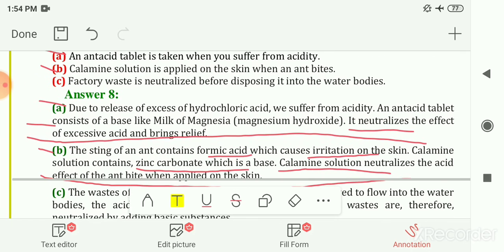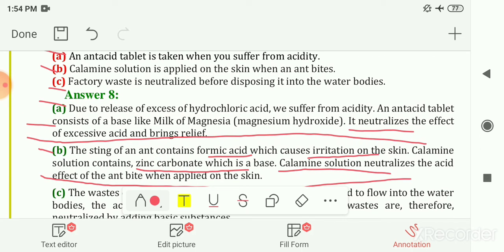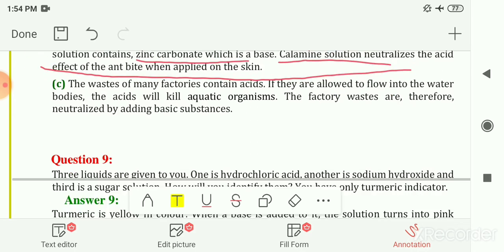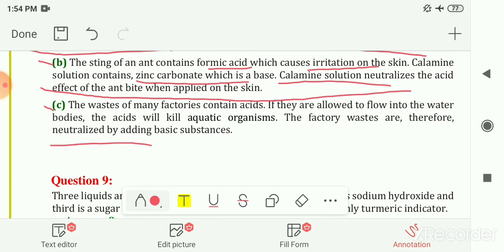The next one, third: factory waste is neutralized before disposing it into the water bodies. Why do factories neutralize the waste before disposing it into water bodies? The waste of many factories contains acids, and if the factories dispose this waste directly into the water bodies, the acids will kill aquatic organisms present there, like fishes.